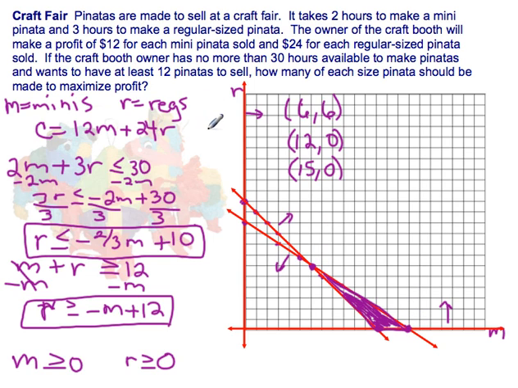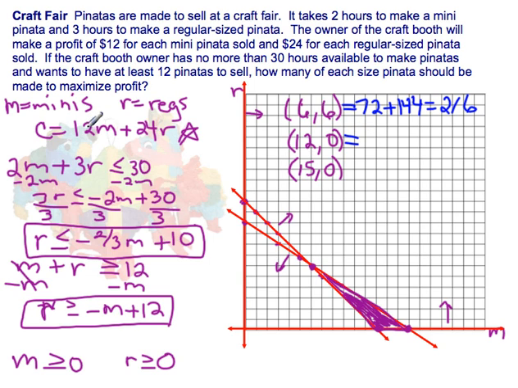Now I'm going to go back to my objective function. This is the really important part. We're going to plug these numbers in. So I take 12 times 6, that is 72. I'm going to write these out so I can remember. 72 plus 24 times 6, which is 144. When I add those up, I should get 216.